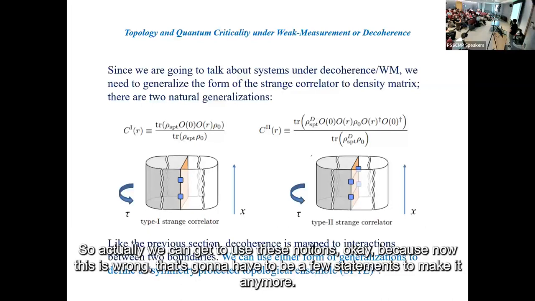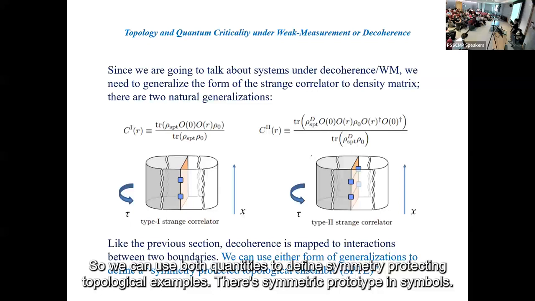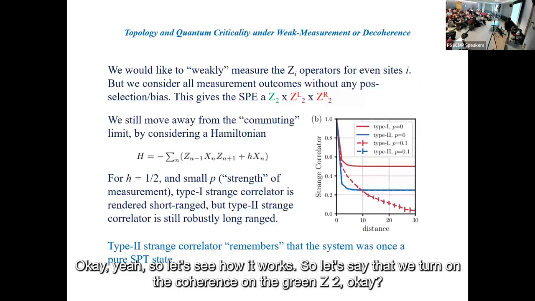Because now this rho does not have to be a pure state density matrix anymore, we can use both quantities to define symmetry protected topological ensembles. Yeah, so let's see how it works.